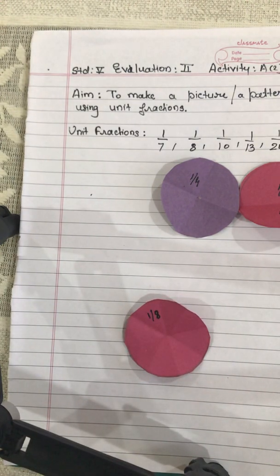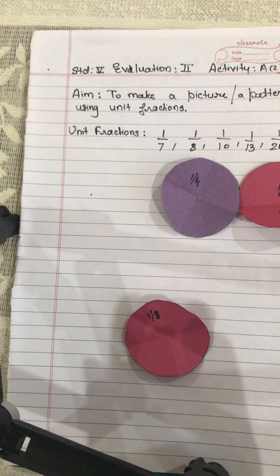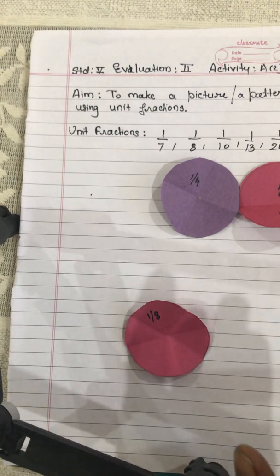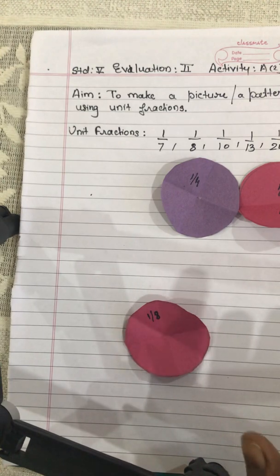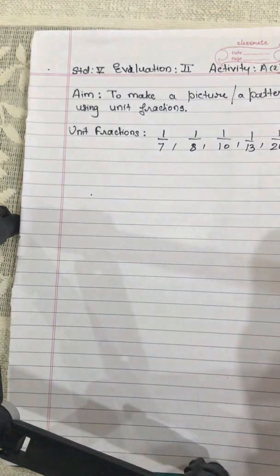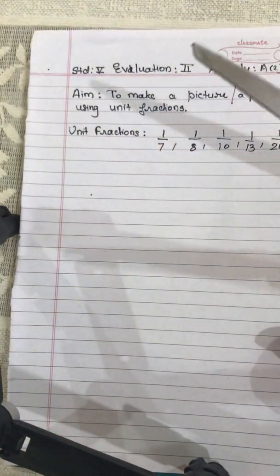Is it okay? Now it is not compulsory to show 1 by 2, 1 by 4 or 1 by 8 on circles. Okay? Any unit fraction you can represent on circles or on the craft paper. It is up to you which unit fractions you want to use in order to make a picture or a pattern. Now unit fractions are ready. We have to make some picture or a pattern.